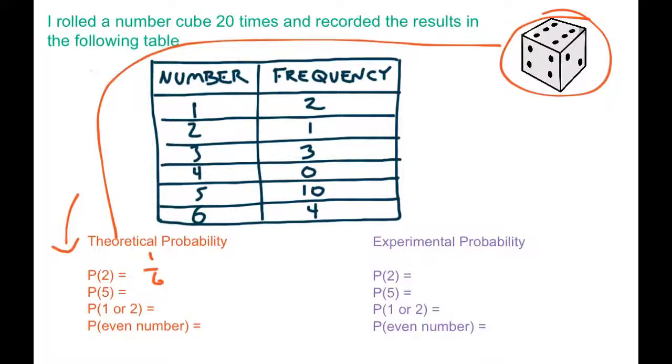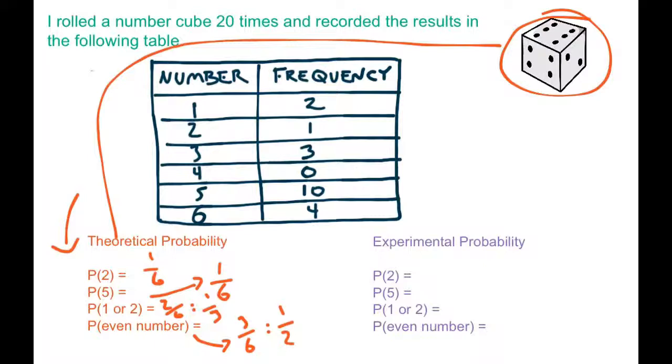I have a probability of rolling a 5. Well, once again, there's 6 numbers on a number cube, and 1 5 on the number cube, so 1 out of 6. Rolling a 1 or a 2, well, that's two numbers out of the 6 on the number cube, so it's 2/6, which reduces to 1/3. And then probability of rolling an even number, well, a number cube has 3 even numbers out of 6, and 3 over 6 is 1/2. Remember, we always reduce to lowest terms.